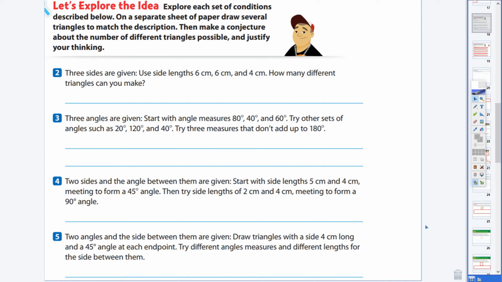So what we're going to do is I want you to pause the video and try these 4 problems, and then when you're done, unpause and we will reveal the answers for all of them and go through it.